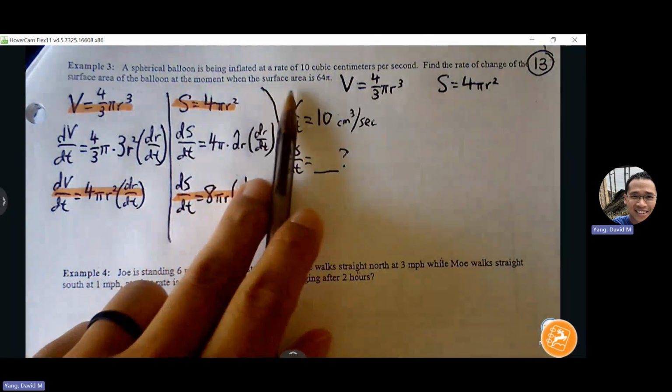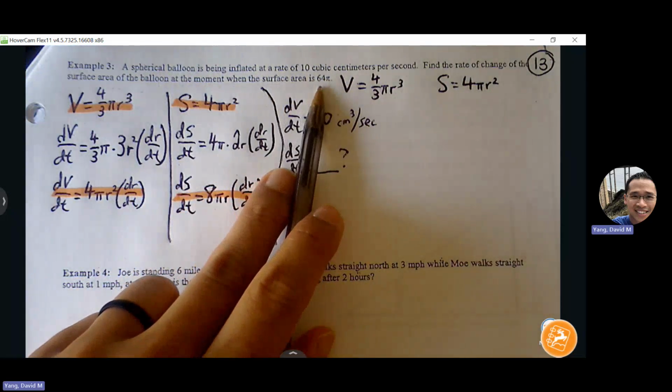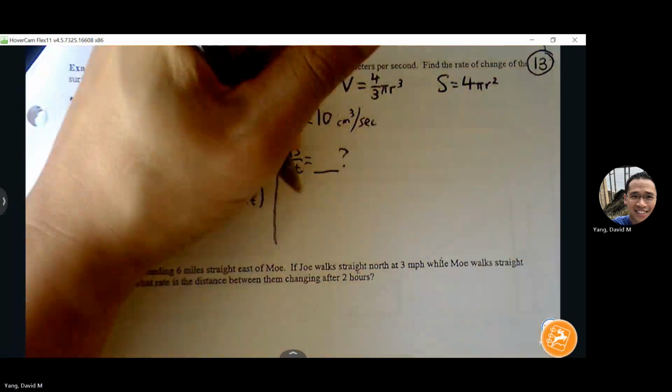At the moment when the surface area is 64 pi. Yes.